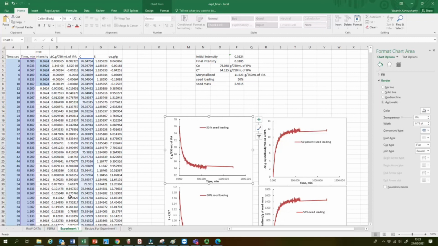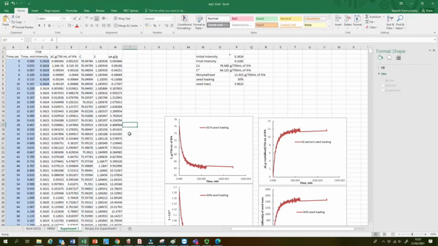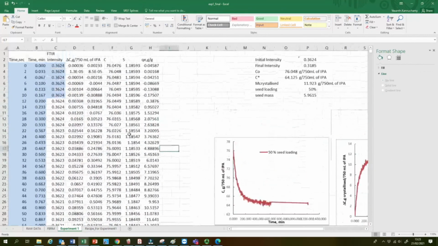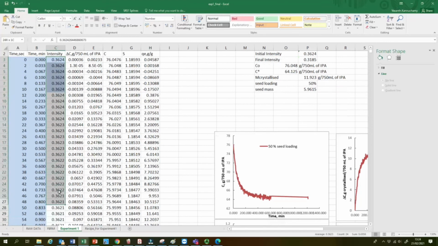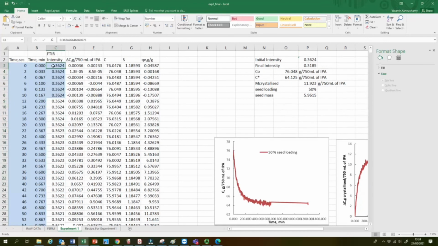So I will quickly show what is shown in this Excel sheet. This is our experiment 1. We have time; we recorded everything in seconds. I converted it into minutes, just dividing the seconds by 60. This is the actual intensity which we get from IR spectra using the FTIR PAT tool. And then I used the formula I already showed you how to calculate.